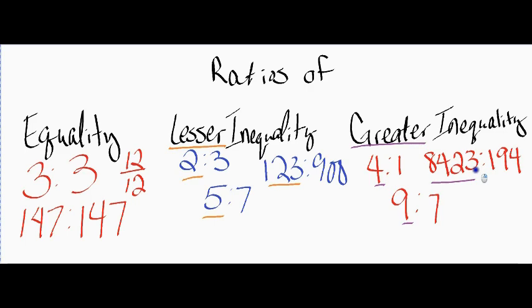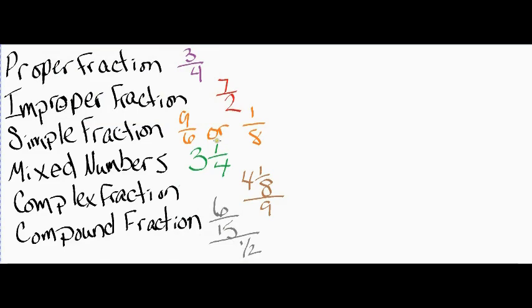So again, we have the three types. Equality, everything is going to be equal. Lesser inequality, the antecedent is going to be smaller. Greater inequality, the antecedent is going to be larger. So now as we're looking at fractions, any fraction can be written as a ratio, and it's good to be able to identify what kind of ratio.